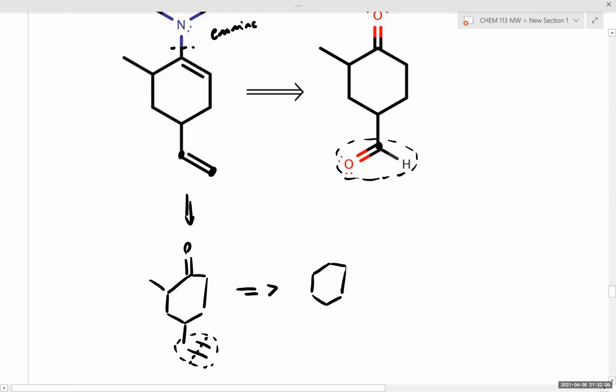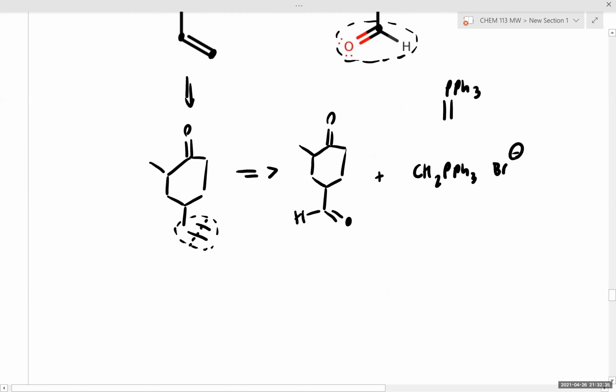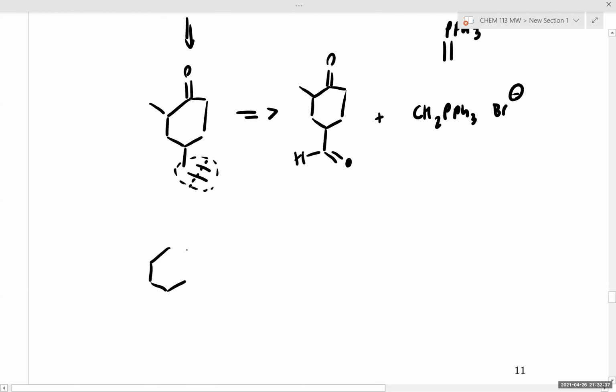So we can trace this back to the following substrate and methyl triphenylphosphonium bromide. There we go, which looks something like this. Now, in terms of our forward reaction, we've traced back to our desired starting material.